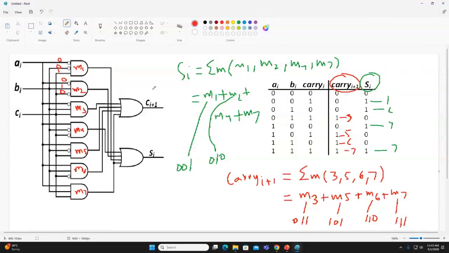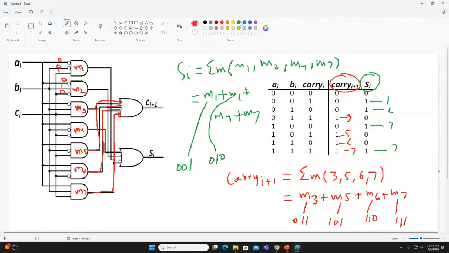Okay, now I'm using the red color. So red color is Ci plus 1. This Ci plus 1 is M3. So M3 is going here. Then M5 is going here. And then M6 is going here, and then M7 is going here. Any question?